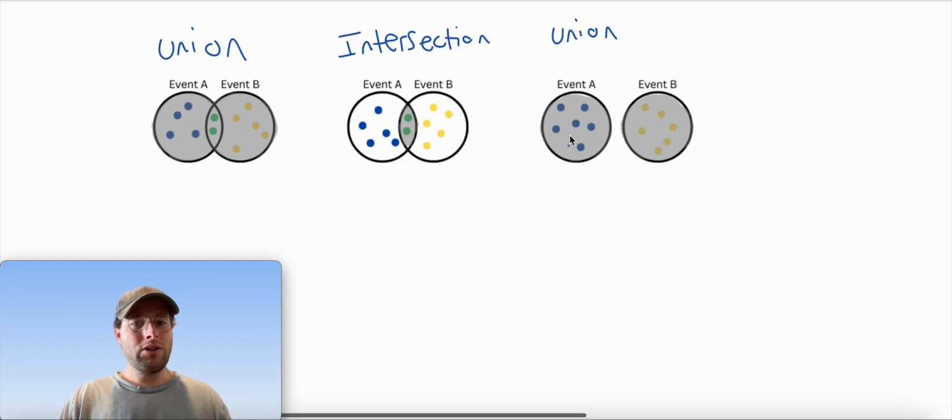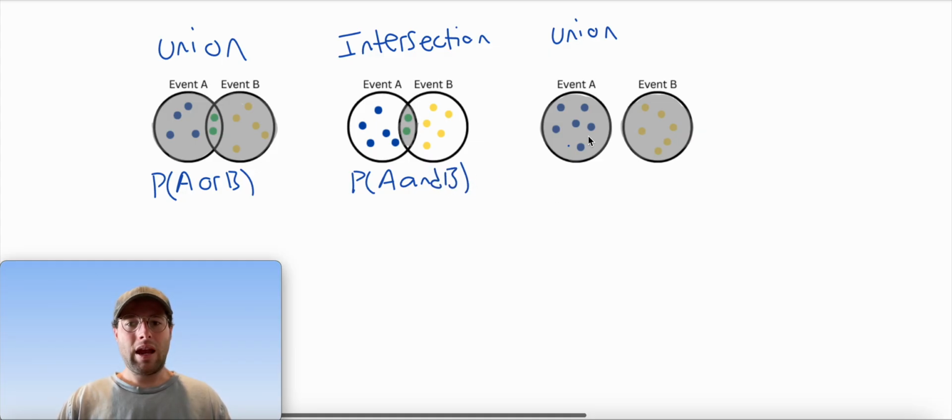Alright, so let's note that whenever we are considering the union of two events, we do that when we're calculating the probability of A or B. And when we consider only the intersection of two events, like this case here, we are doing that when we're trying to find the probability of A and B. And then in this last case, again, we're looking at the union of the two events. So we do that when we're trying to find the probability of A or B.